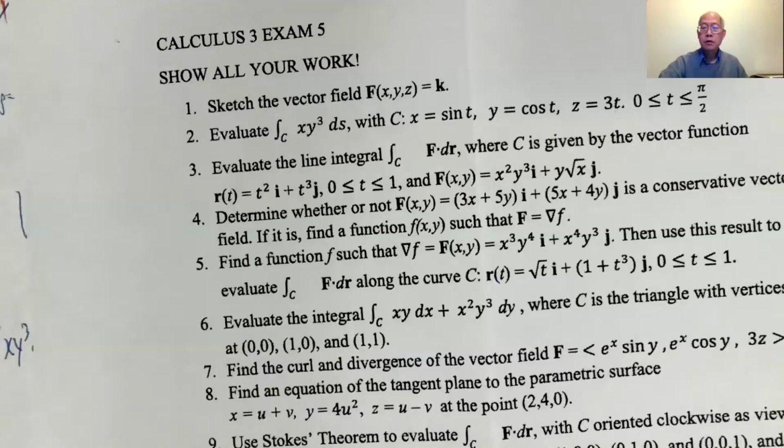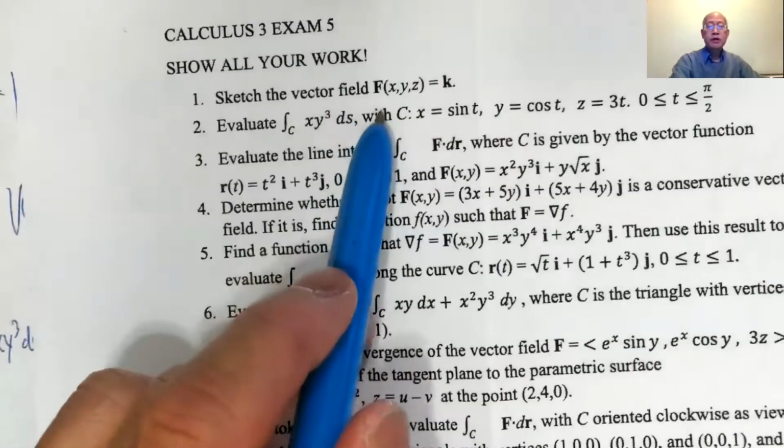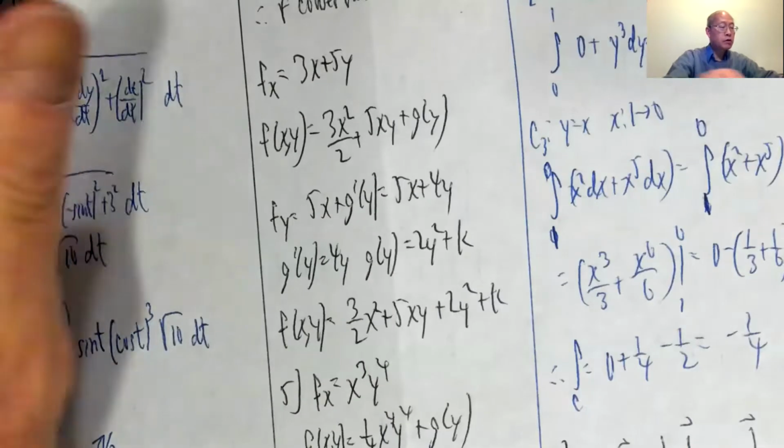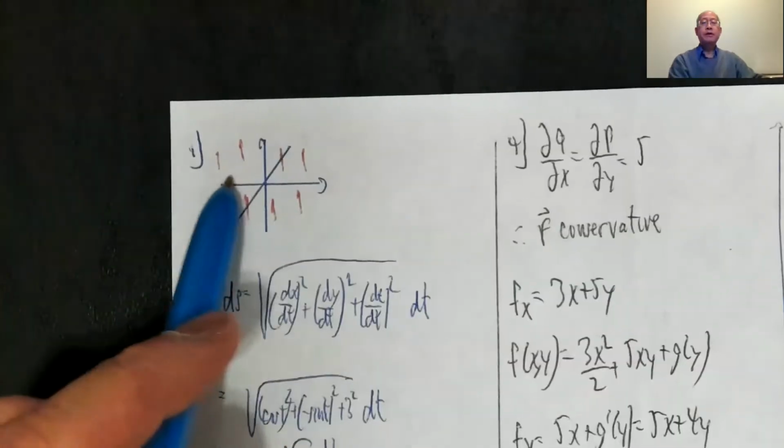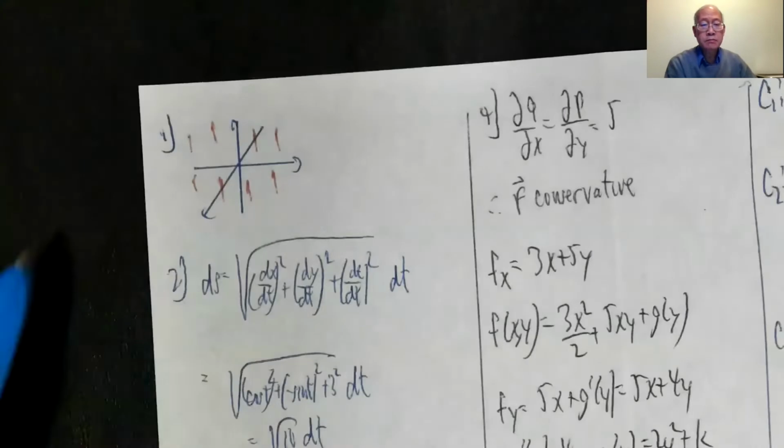These are solutions to Calc 3 Exam 5, the 5 p.m. section. Number one, f of x, y, z is k. You just need a bunch of arrows going up. So in a three-dimensional coordinate system, arrows up.